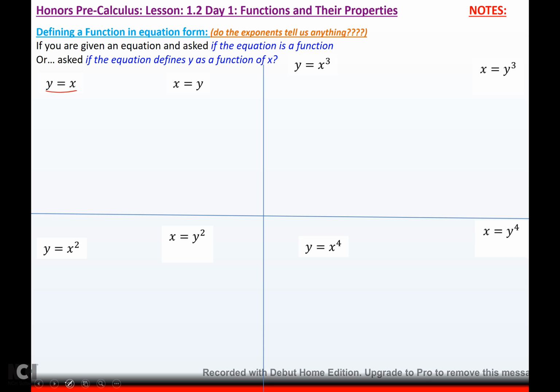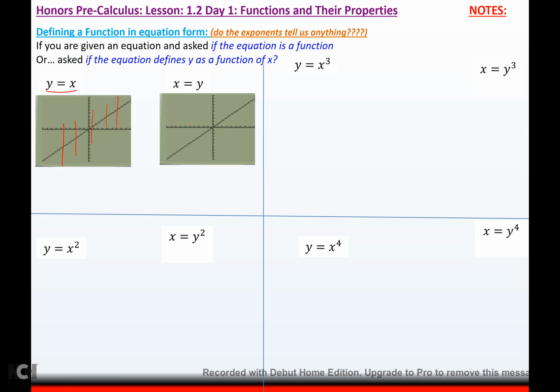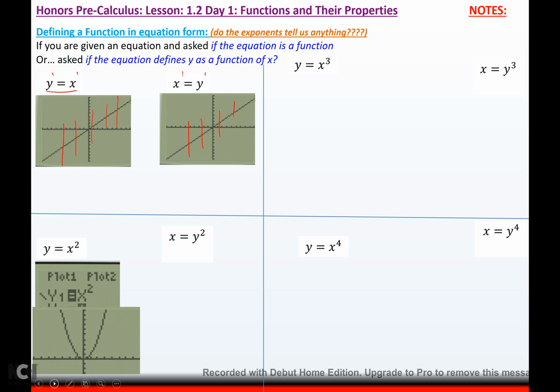If I graph this, it's a line. It passes the vertical line test. If I do it backwards, it's still the same graph, and it passes the vertical line test. Notice that my degrees are ones. Okay, what about squares? Well, if I type in y equals x squared, this is my picture. It passes the vertical line test, so that's yes.